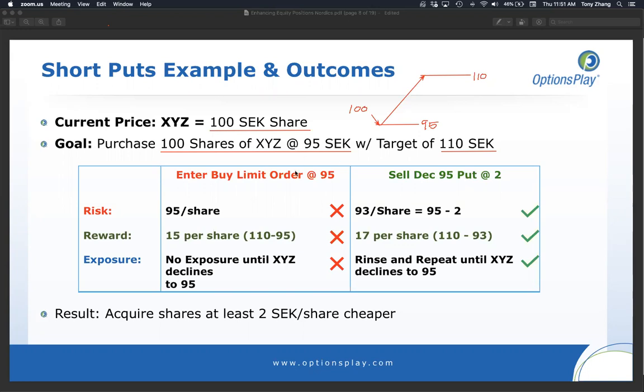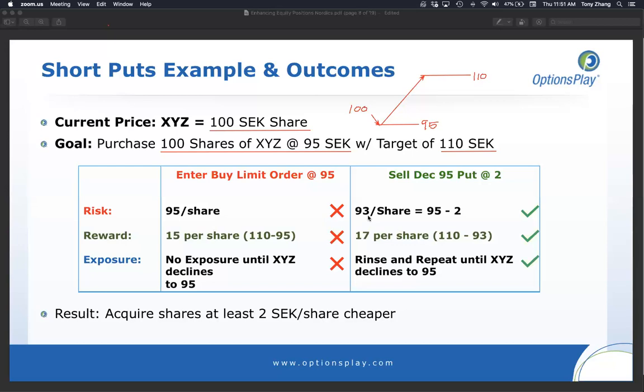So a limit order doesn't pay you anything, and you have to put aside 95 crowns a share in order to place that limit order. When you sell a put option, because you collect 2 crowns per share on that put option, you only have to put 93 crowns a share in order to sell that put option, which obligates you to the same thing, which is buying the stock at 95 if the stock goes below 95 by the expiration date.